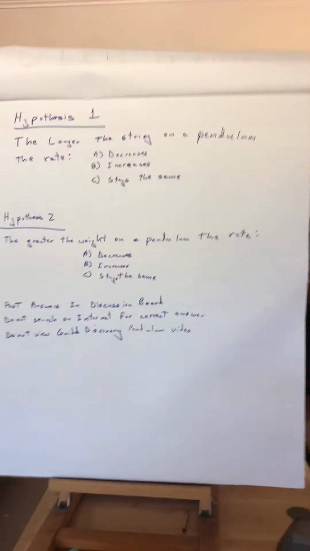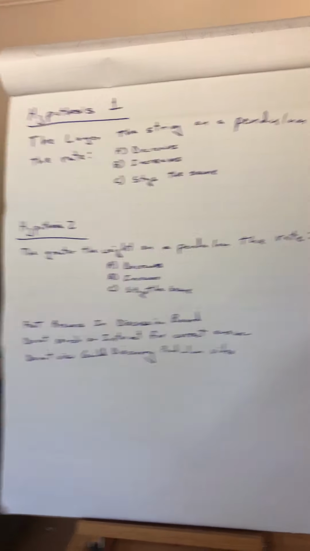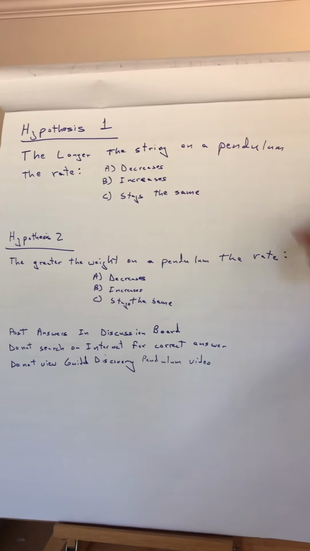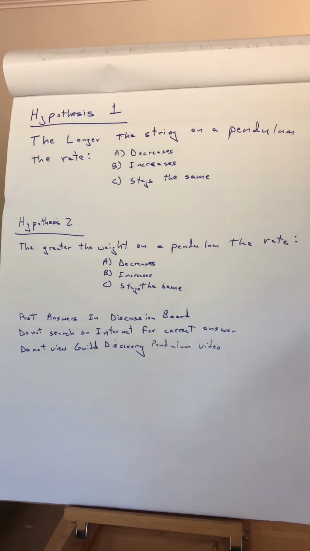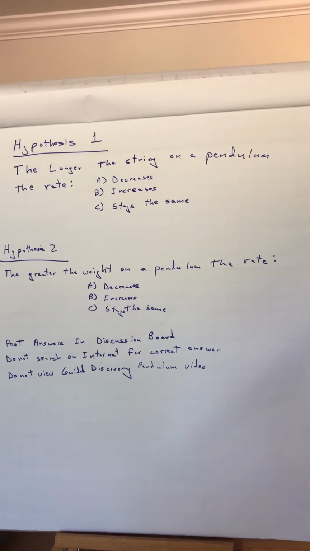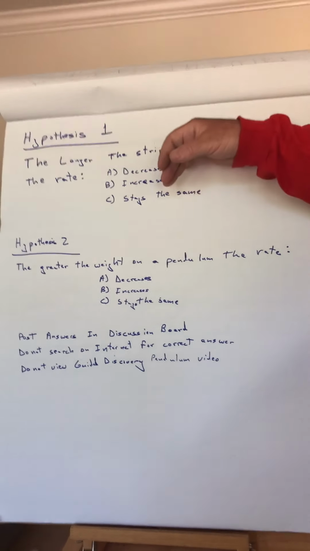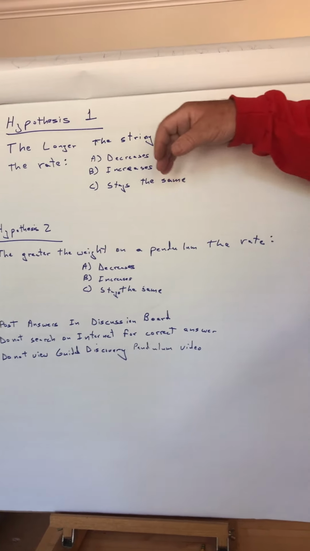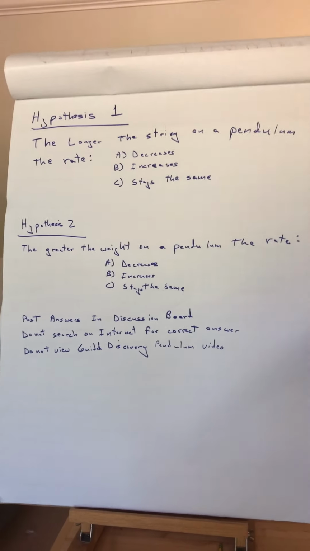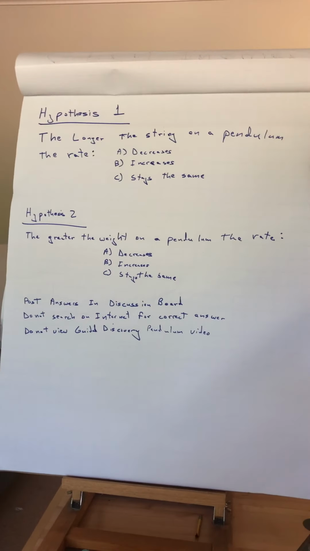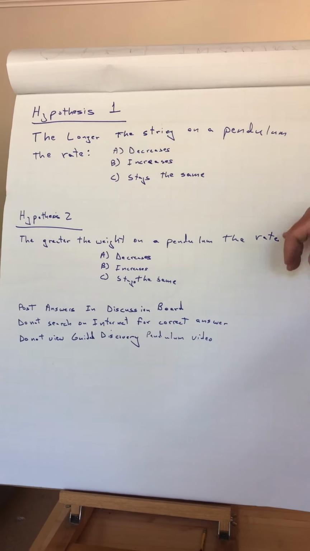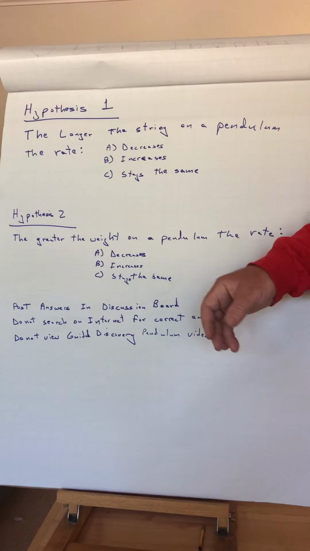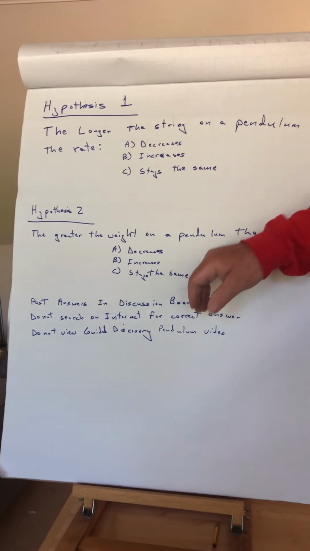So basically I've set up two hypotheses for you to figure out. The longer the string on a pendulum, the what happens to the rate, in other words, how fast it goes back and forth? You have three choices, really. I can't think of any other choice: decrease, increase, stay the same. I also want you to determine, the greater the weight on a pendulum, what happens to the rate? Again, same three choices: decrease, increase, stay the same.